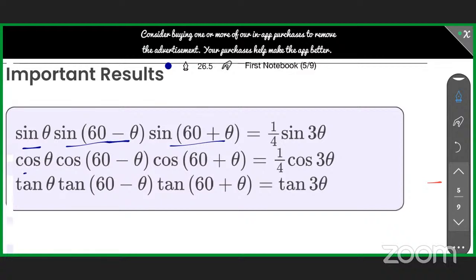Similarly, cos theta into cos 60 minus theta into cos 60 plus theta will give me the answer as 1 by 4 cos 3 theta. And tan theta into tan 60 minus theta into tan 60 plus theta will give me tan 3 theta. So we'll be using these important results to solve our problems and to simplify them.